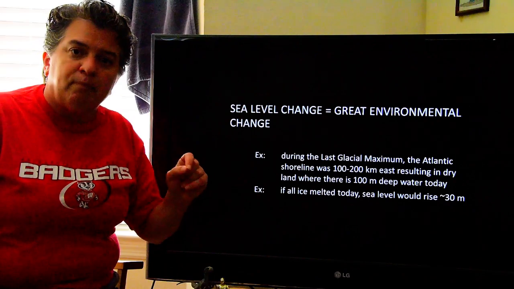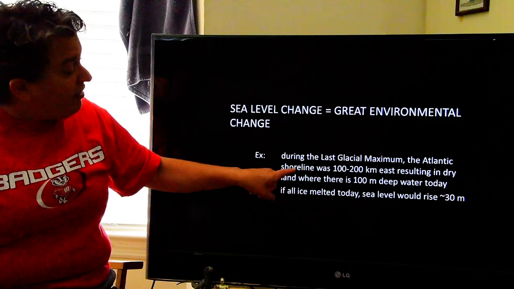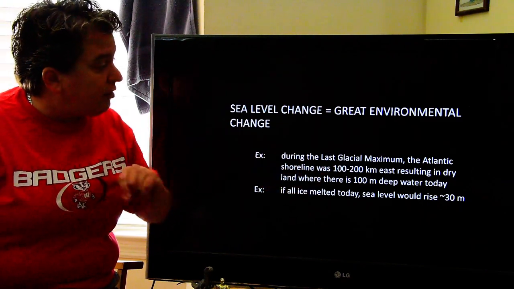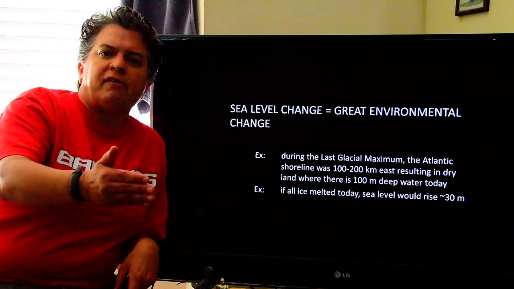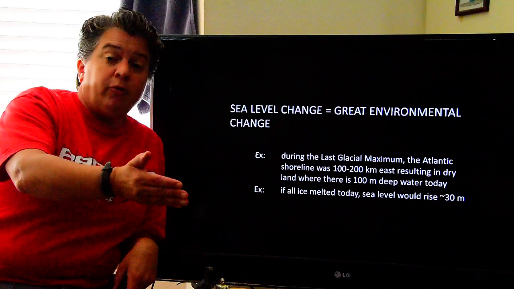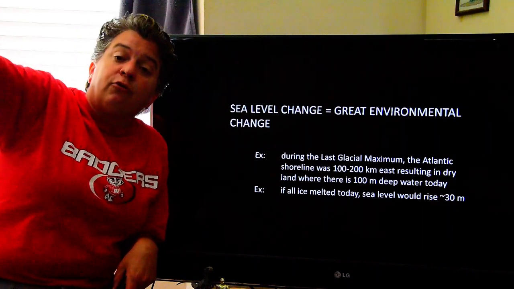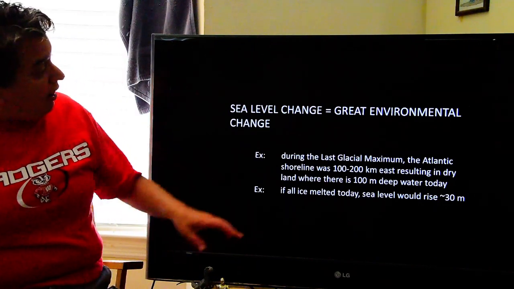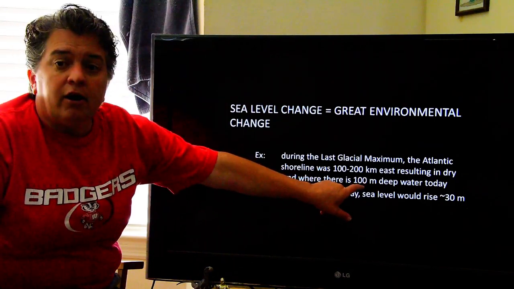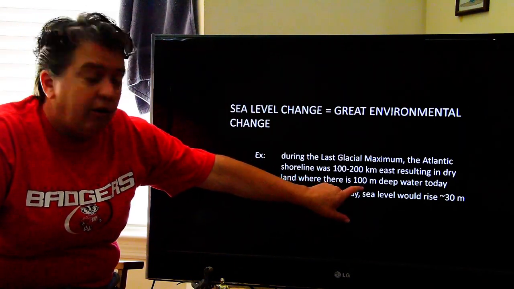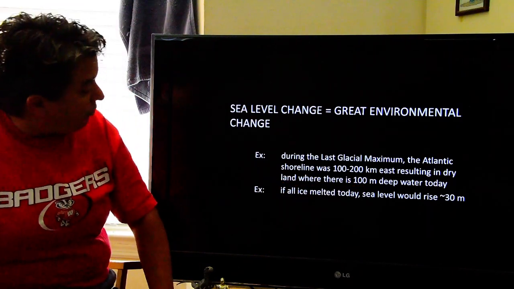During the last glacial maximum, so the last time that glaciers had grown to their maximum extent, the Atlantic shoreline was 100 to 200 kilometers east of where it is today. So, you know, New York City sits right on the coast. Well, if we would go back to the last glacial maximum, we'd have to drive like 200 kilometers from there to reach the beach. In fact, today, where water is 100 meters deep off the Atlantic coast, that would have been dry land back in the last glacial maximum.